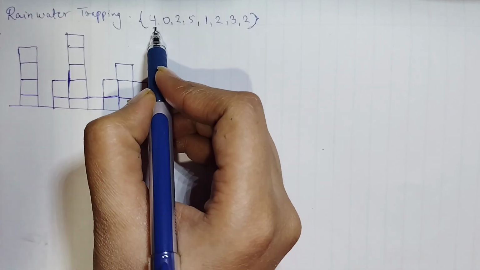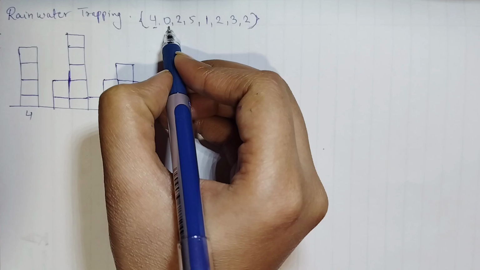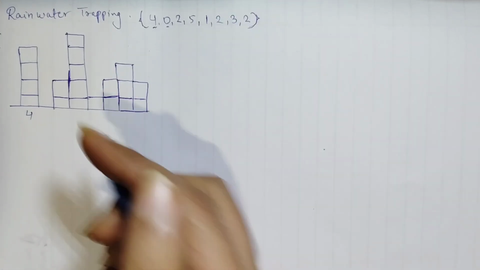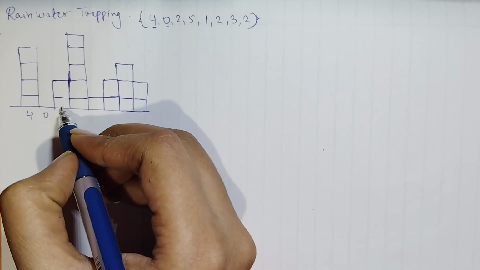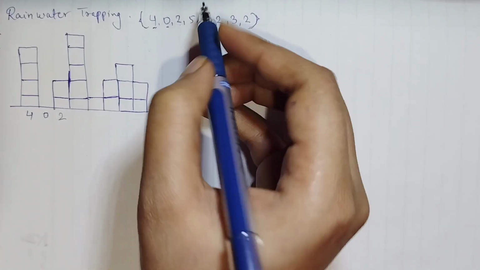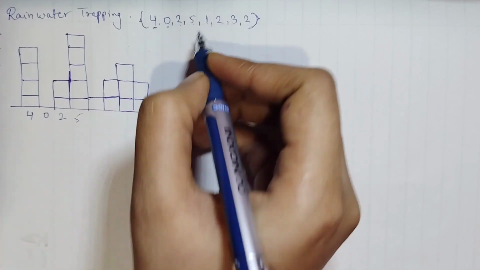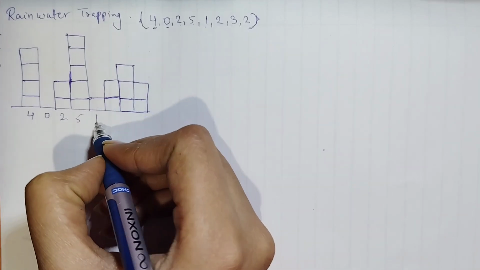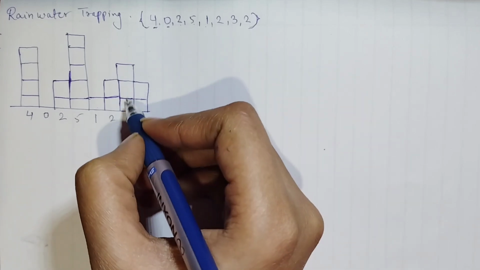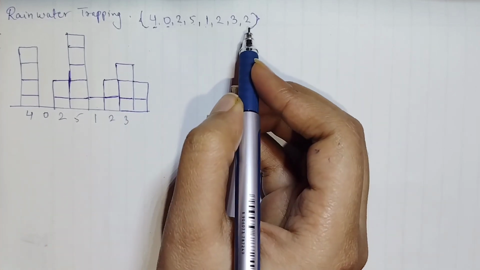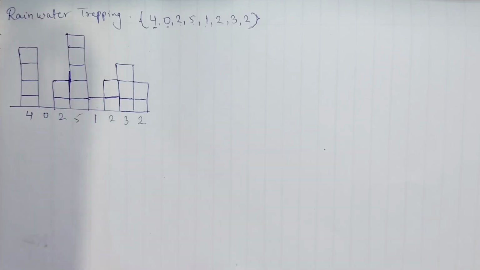Now our first integer is 4, so its height is 4. Next is 0. 0 means no bar is there, so it is empty. Next is 2, so its height is 2. Next is 5, so its height is 5. Next is 1, so its height is 1. Next is 2, its height is 2. Next is 3, its height is 3. And our last bar height is 2.